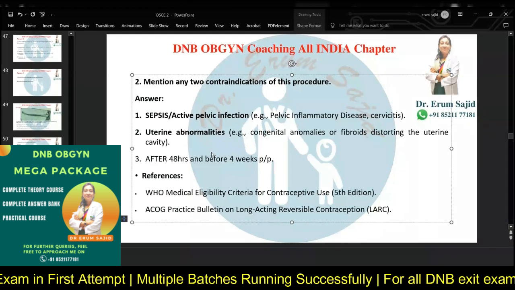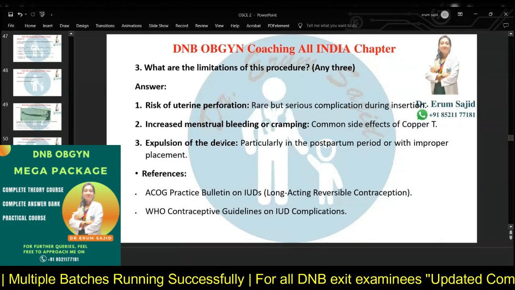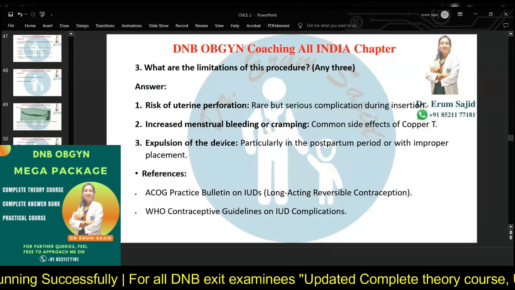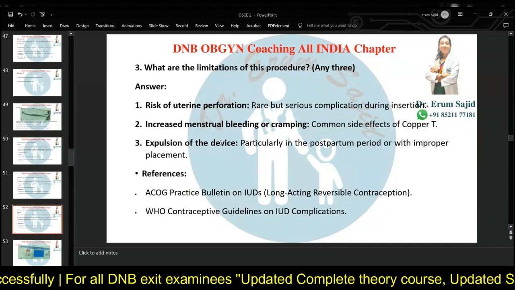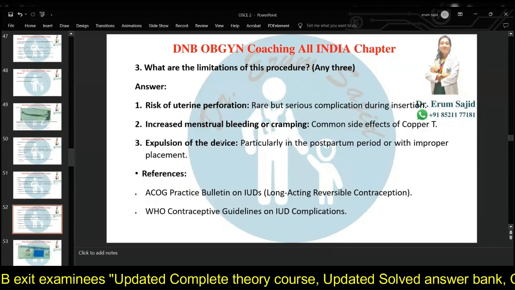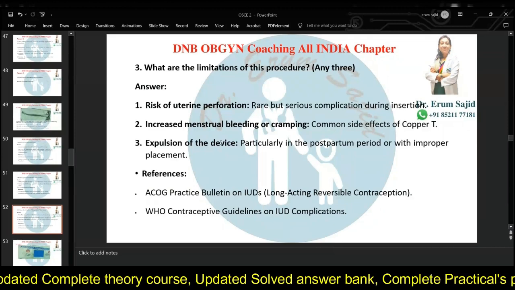Now, what are the limitations? The limitation is that you can have uterine perforation, menstrual cramping, bleeding, expulsion of the device. Many of you have written down infection, unexpected bleeding. All are correct. Absolutely right. No problem.